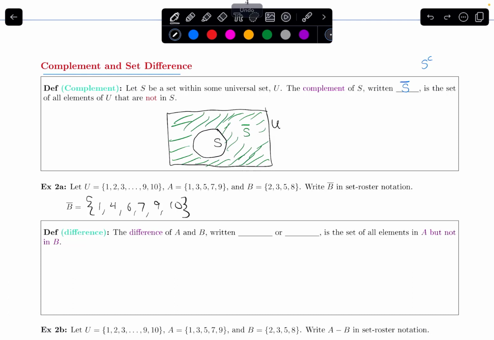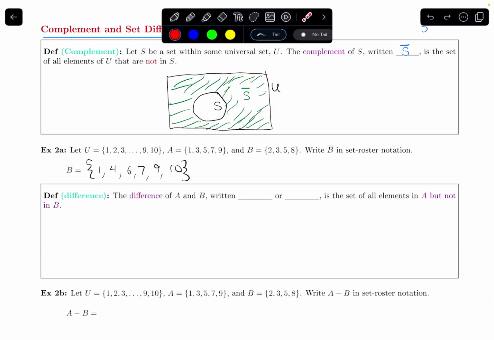Okay, nice. All right, so we're ready to define the difference. The difference of A and B is written in two common ways: either as A minus B, or sometimes A backslash B. The difference is the set of all elements that are in A but not in B.